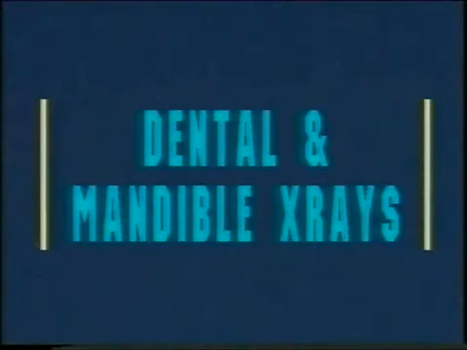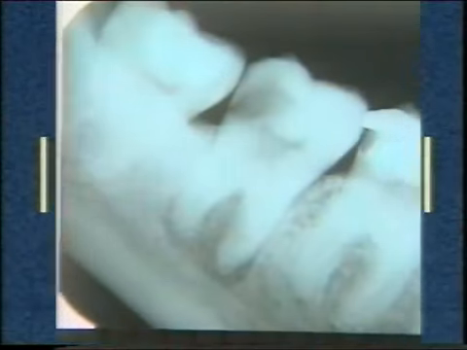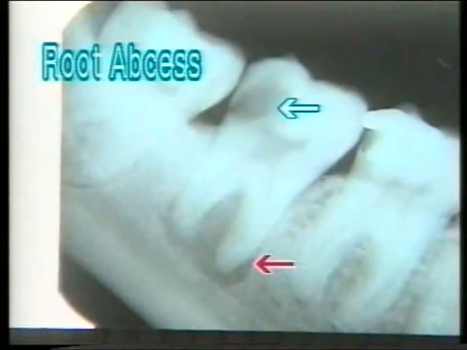Dental and mandible X-rays. In the evaluation of a painful tooth, X-ray of the tooth with its root is very important to detect the infection of the root and the surrounding bone. Root abscess is an osteolytic lesion around the root of a tooth. The red arrow points to the circular area of bone destruction around the root of this tooth, and the white arrow points to the caries with destruction of the crown of the tooth, forming a radiolucent cavity within the tooth.